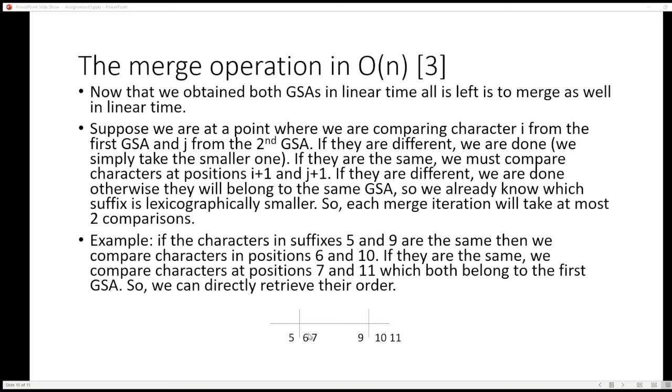So this took at most 2 comparisons. All of the comparisons in the merging operation will take this amount of comparisons, so it is considered linear time to do the merging operation. So in total, constructing the suffix array will take a linear amount of time.